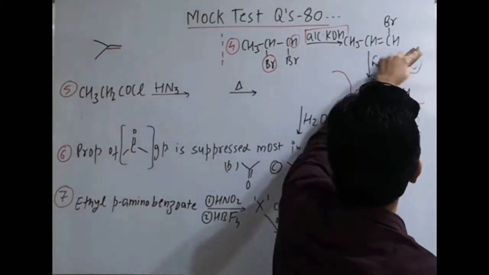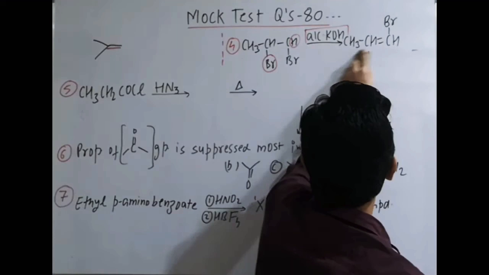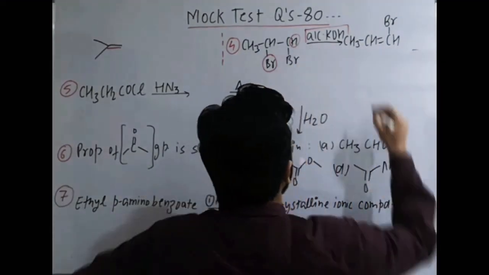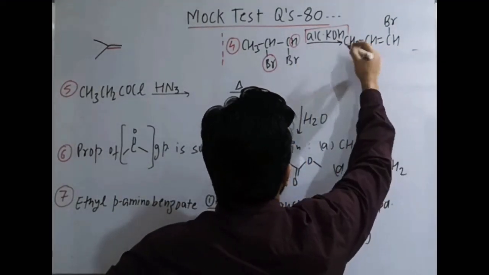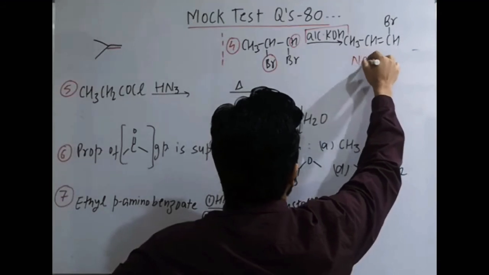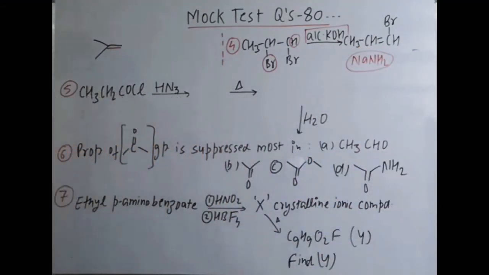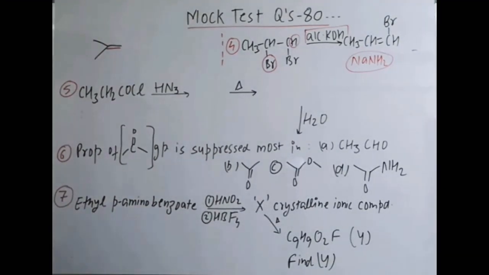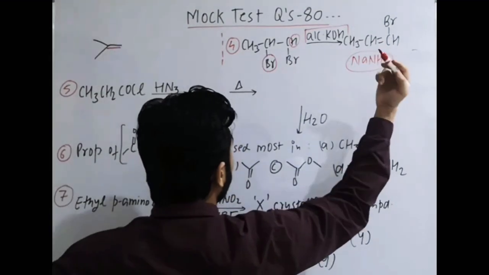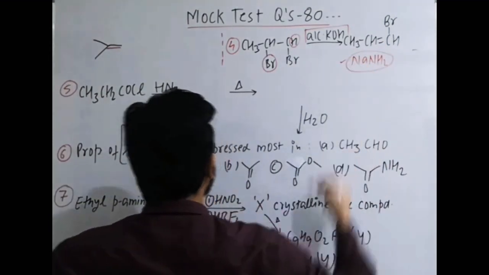So which reagent have we used in the examples? The reagent we have used is alcoholic KOH first, and the second step is with NaNH2, that is sodium amide, with heat, and this is even stronger than alcoholic KOH. It will quickly remove, next dehydrohalogenation is done, and this is the answer.